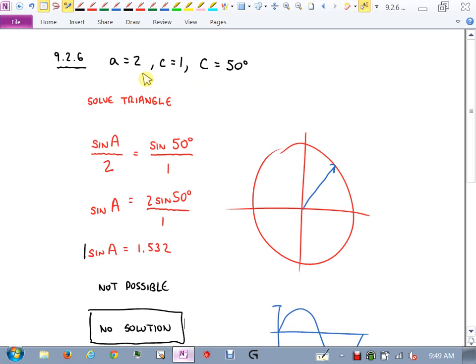So the only way to really try it is to get out a ruler and a protractor and try and draw something like this. You know, measure the angle, try and draw the sides. You're just not going to be able to do it.